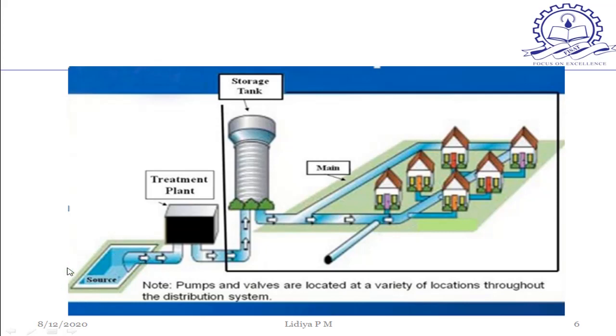Then, next step, we have to treat that water. Can we directly use that water? No. We have to remove all impurities from that water. So we need a treatment plant. After treating the water, we have to store it in a water tank. So what is the capacity of the water tank? How are we deciding the capacity?